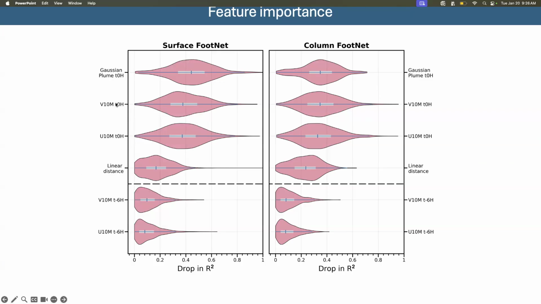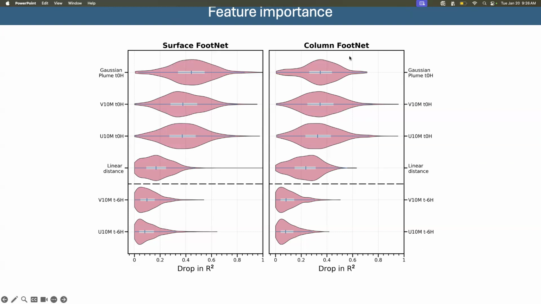Then we have surface winds at time of measurements. Again, it's an important feature because it drives the advection. Then linear distance, which balances the near field and far field. And in our previous paper, we did some tests on how the performance in flux inversions improves dramatically when we add the linear distance as an input feature. And then again, some winds, but 6 hours before the time of measurement, are also important.